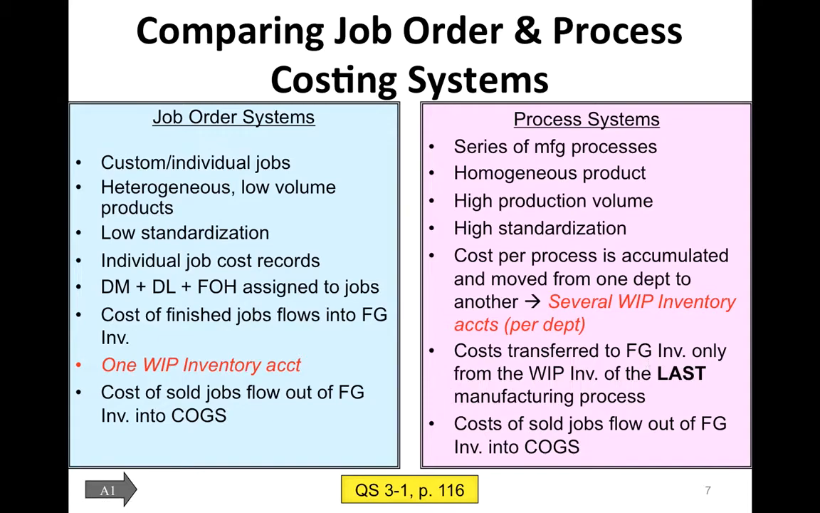You cannot move from WIP mixing to finished goods. So you have to go from one WIP to another, and only from the last department, the last manufacturing process WIP inventory, we will transfer completed finished goods to the finished goods inventory. And then it goes from finished goods to COGS in the same manner it happened in chapter 2.